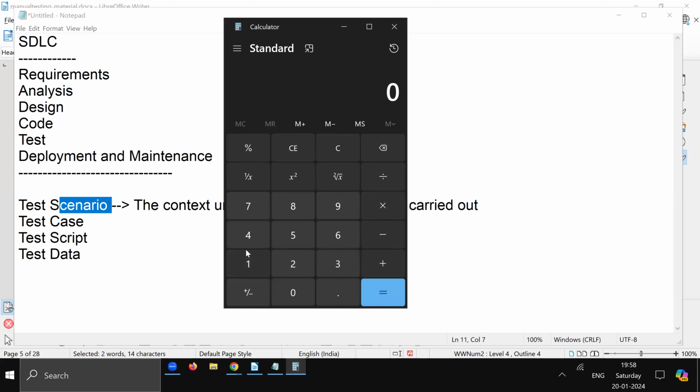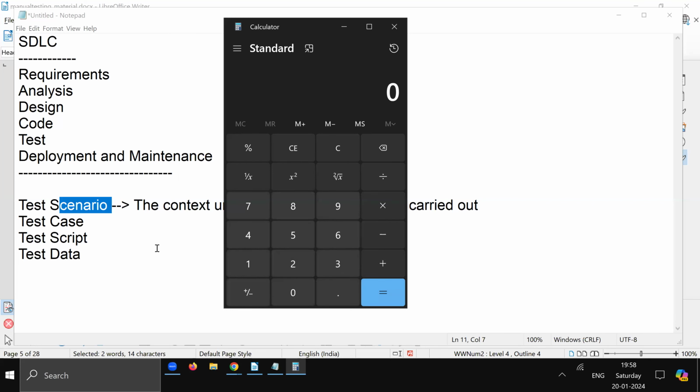Testing arithmetic operations is the scenario. Under that scenario, verifying whether addition is correctly developed, meaning whether the developer has written code for addition correctly or not, is one test case. Subtraction is another test case. Multiplication is another test case. Now, come to this test case. What is to be tested here? Addition must be tested. Subtraction must be tested. Multiplication must be tested. Each aspect which is to be tested is one test case.